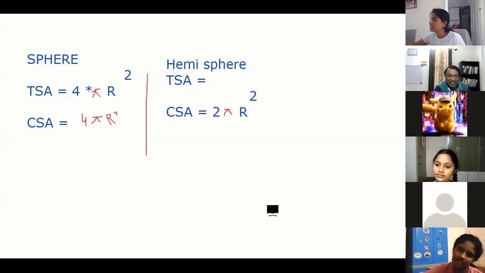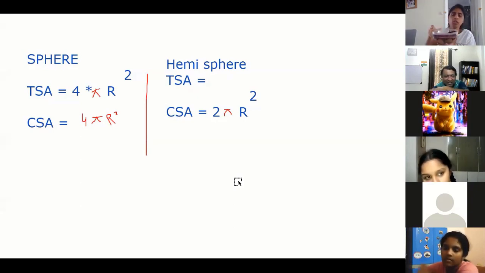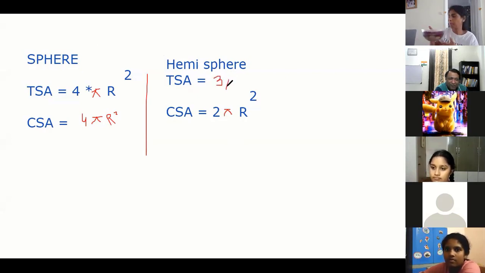Now we see the hemisphere as half, right? We see the half curved surface, so that's why we wrote 2 pi r square. Now we want the total, including this top base. What is the top? A circle. This is the surface area of the circle. Guys, what is the area of a circle? Pi r square. So 2 pi r square is the curved part plus pi r square is the flat surface. So the total is 2 plus 1, 3.